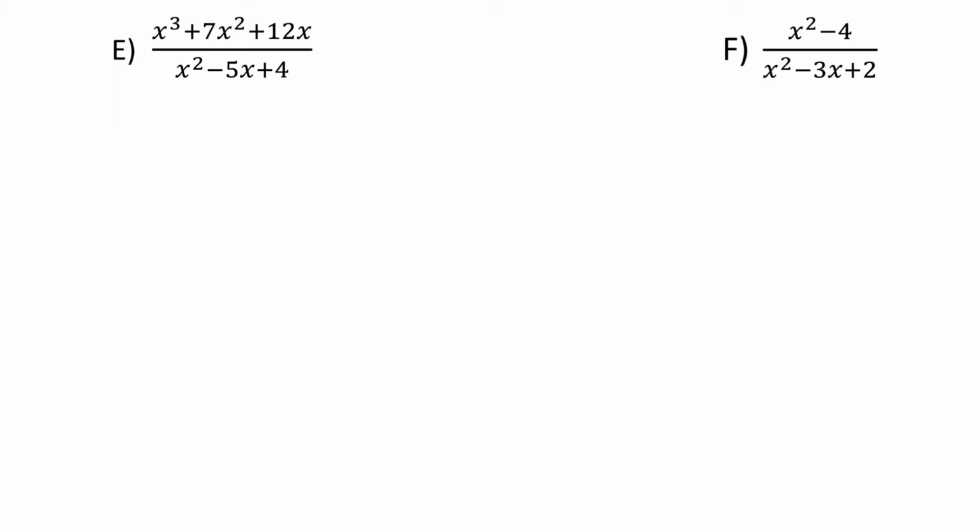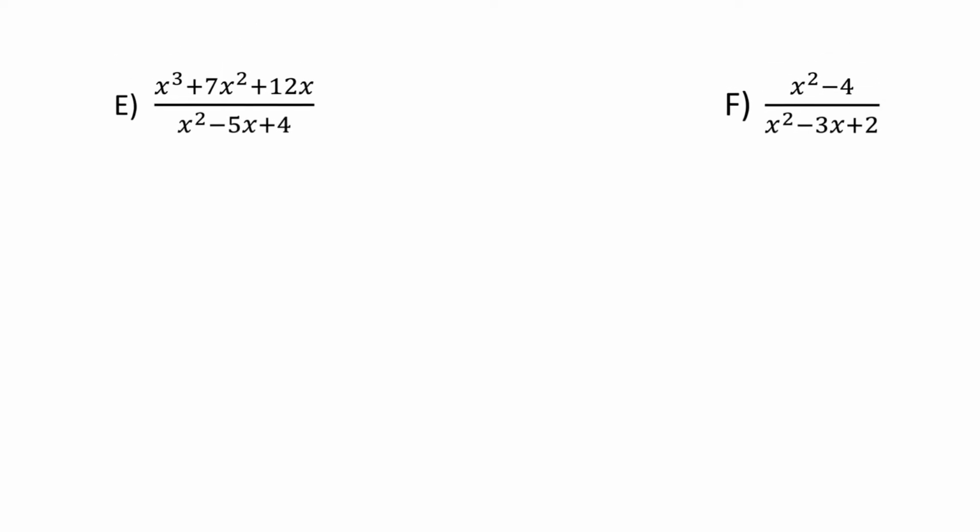Okay, now let's look at some examples that have not been factored. The very first thing we're going to have to do is factor the numerator and the denominator. So I'm going to take x to the third plus 7x squared plus 12x, and factor that. The first thing I notice is I can divide out an x. If I divide out an x, I'm going to have x squared plus 7x plus 12. And then this factors as well.